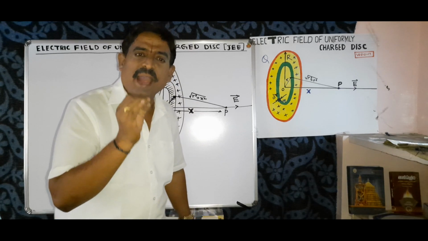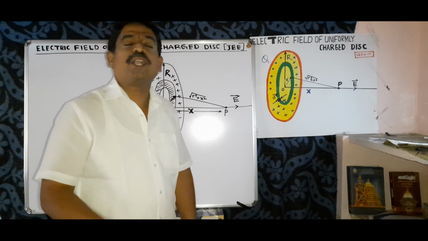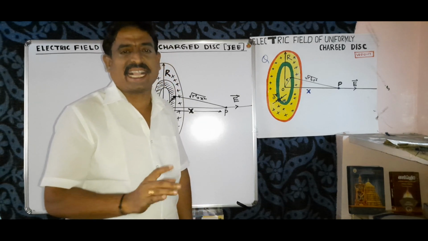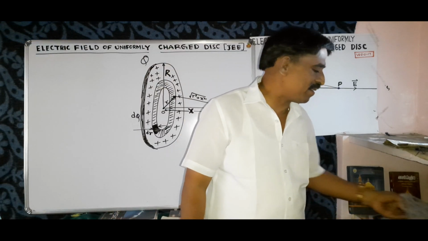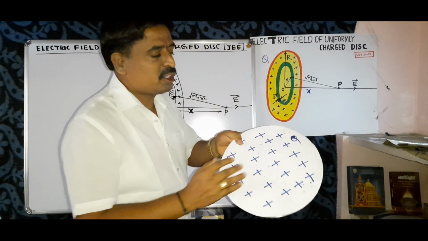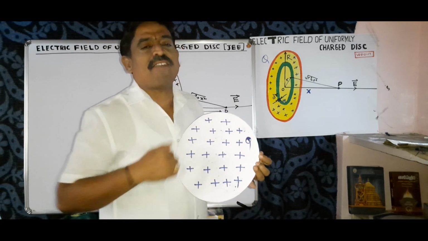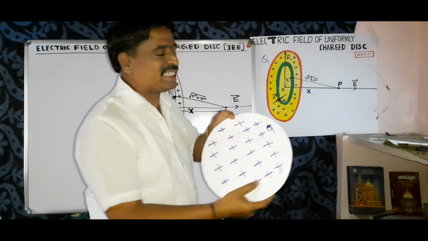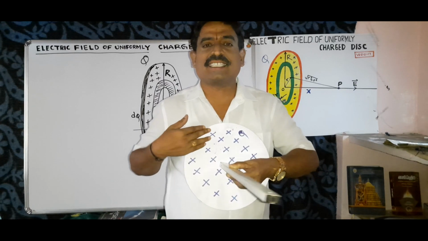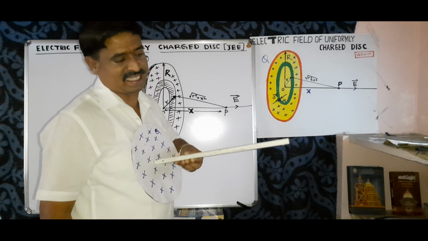Today I am explaining the intensity of electric field due to a uniformly charged disk on its axis. For visualization, it is a uniformly charged disk. Charge is distributed uniformly. The total amount of charge on this disk is capital Q. This is the axis of the uniformly charged disk.